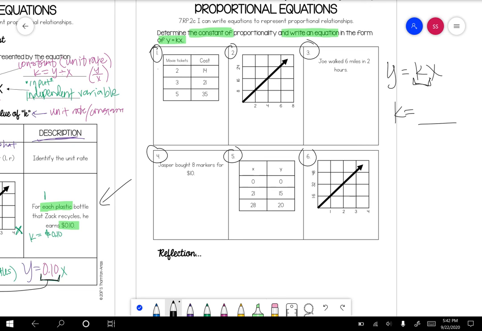And one more thing I want to rewrite on this really quick before you get started. Don't worry about the reflection question on this one. But remember the steps to do. You need to find out which of those variables is X and Y. So is movie tickets X or is cost X? Is this X or is this X? Right? This one or this one. Is this one X or is this one X? So determine which one's X, which one's Y first. Okay. Then you're going to find the unit rate. Unit rate slash constant, or K as we call it.